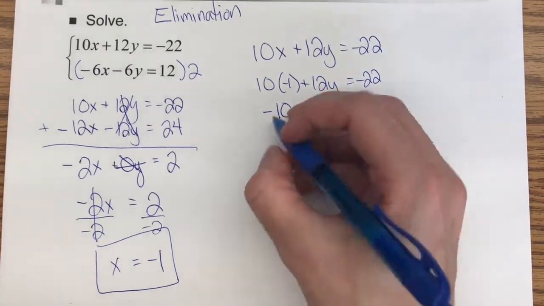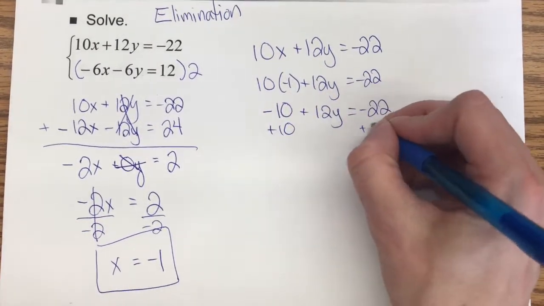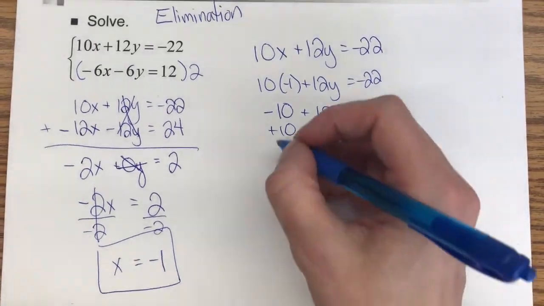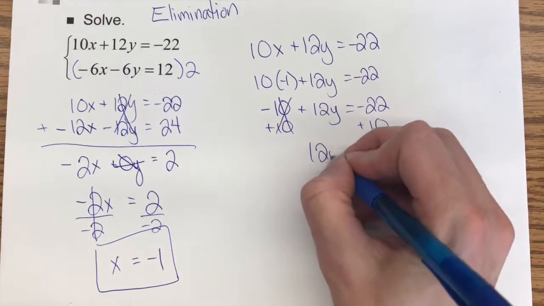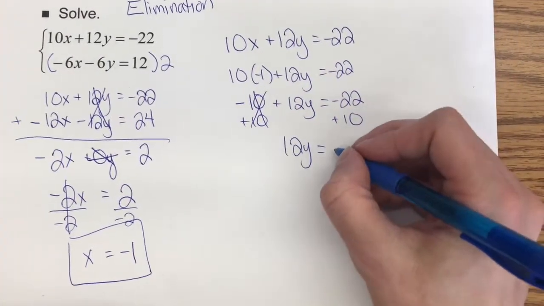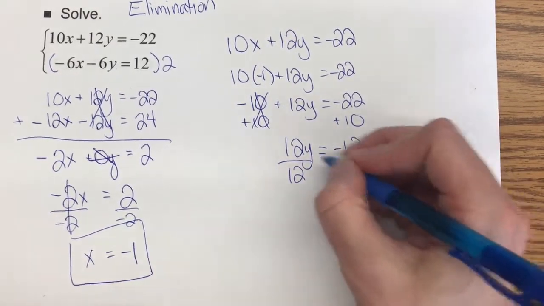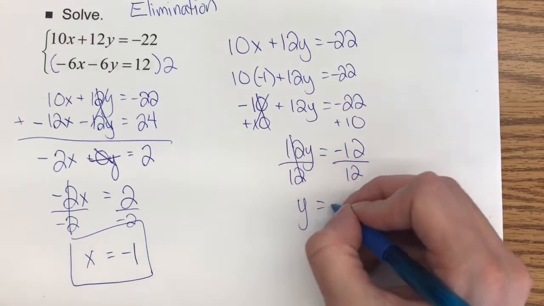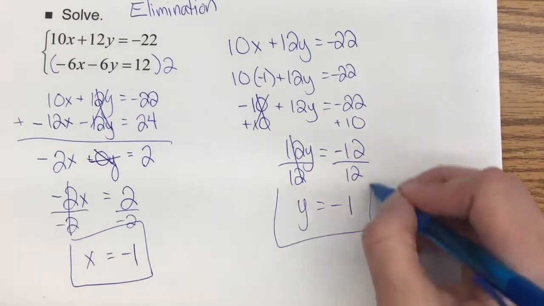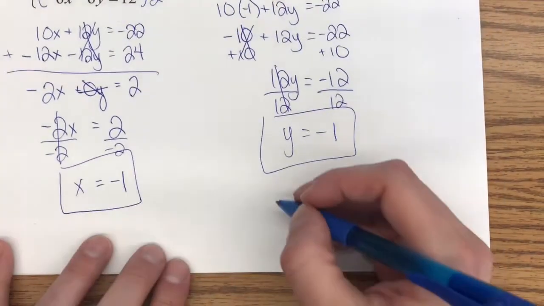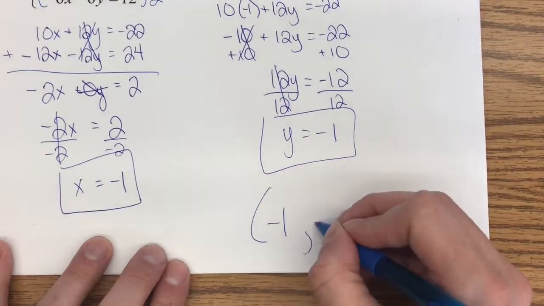Negative 10 is in the way. Add 10 to both sides. That leaves me with 12y equals negative 12. Divide both sides by 12, and y equals negative 1. X is negative 1. Y is negative 1. My answer is negative 1, negative 1.